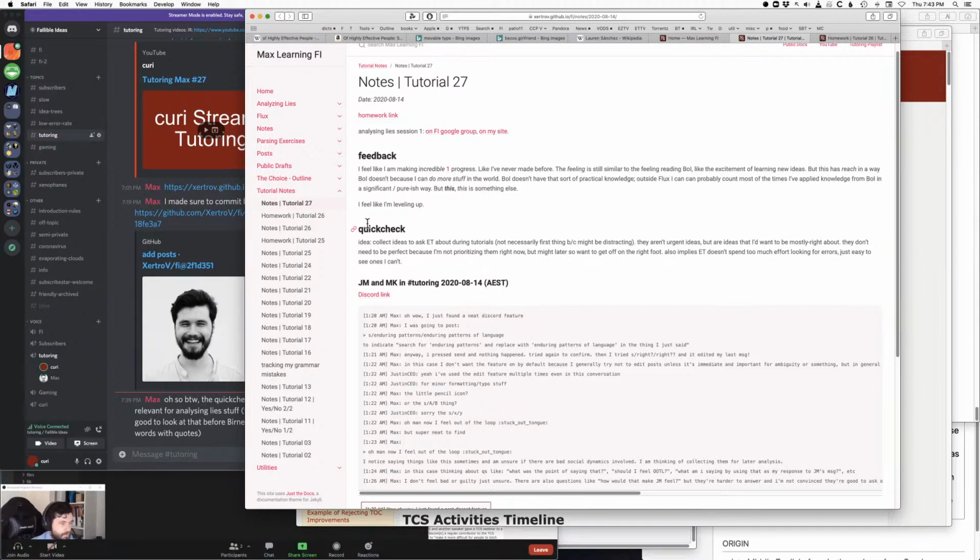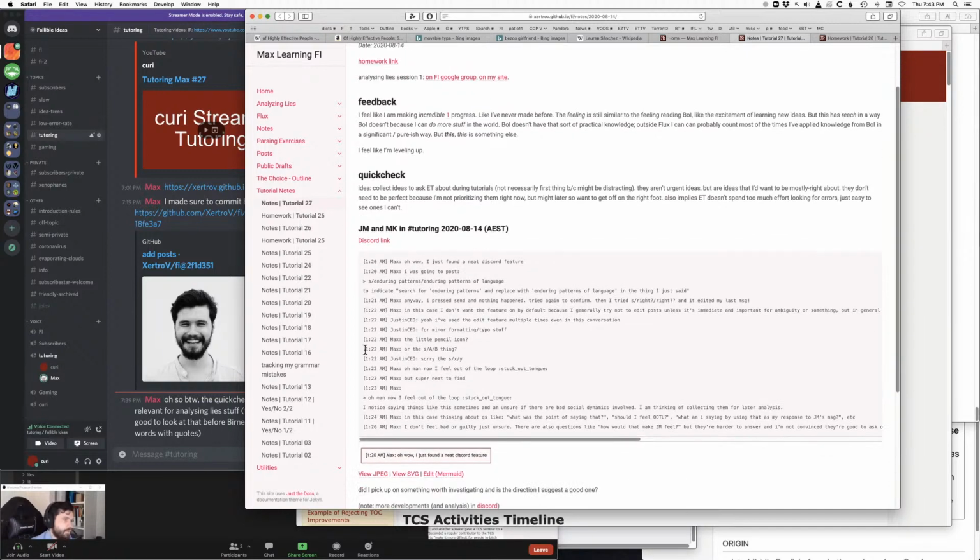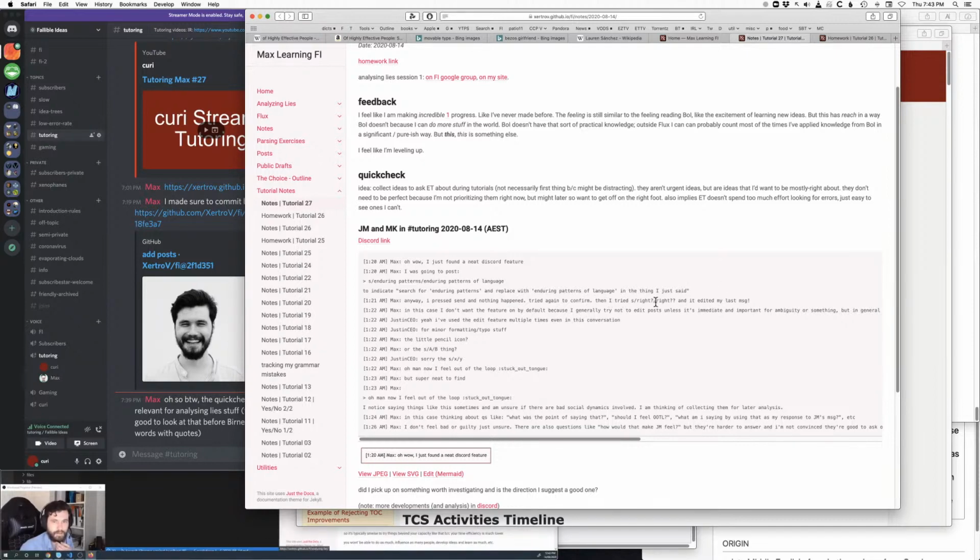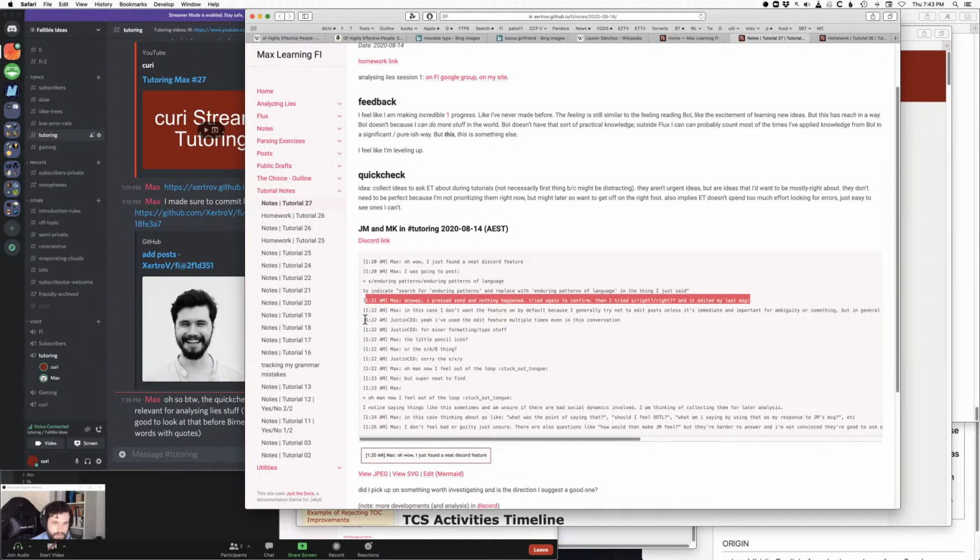Okay, so do you want to look at the quick check next? Yeah, what I've got under there. Normally with a quick check, the only reason to do that now is because it's relevant to analyzing lies. Normally I'd say we should do something like that at the end. So this is where I think you need to read from, though there's context much later in the conversation.